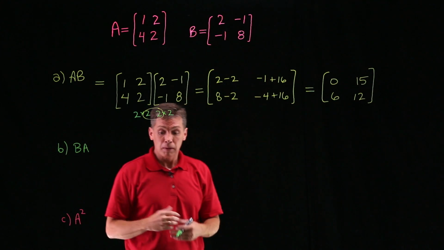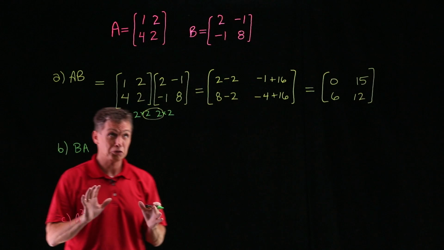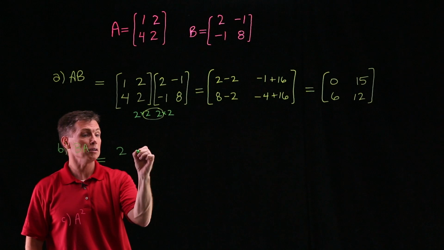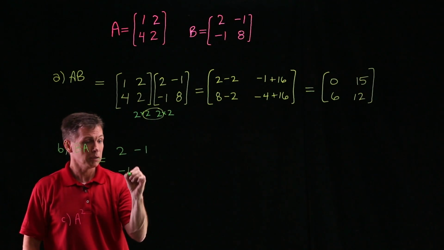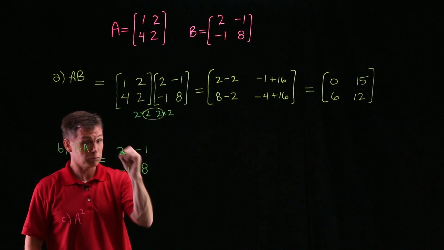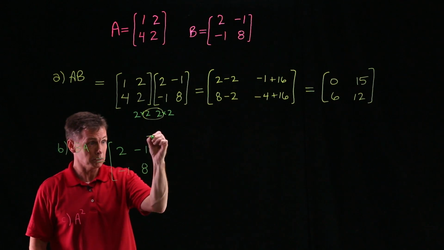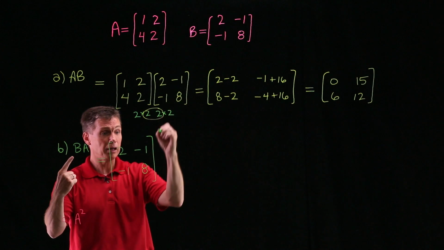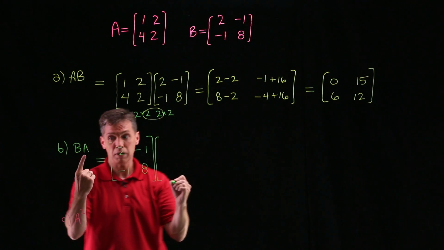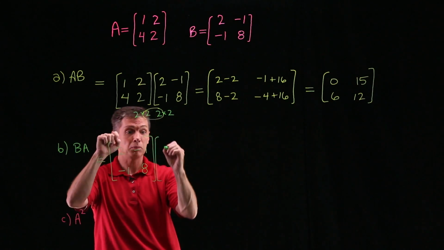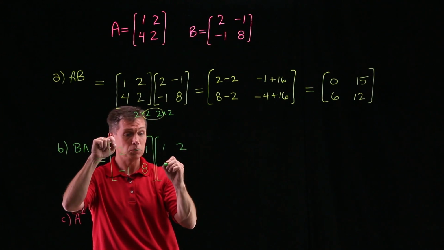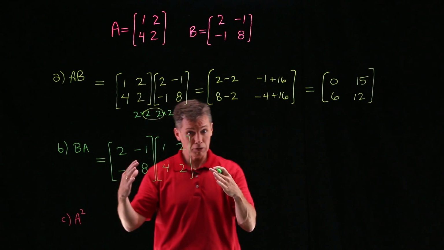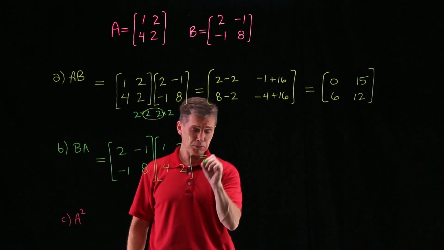B times A. This is back to, I told you as a first step, rewrite those matrices, get them all snuggled up next to each other. And what's important here is you're writing them in order too. So B first. I just rewrote that. Snuggle that up with A, which I'm writing second, and that was my matrix 1, 2, 4, 2. Okay. Now I'm nice and tight so I can try to do my over and downs.